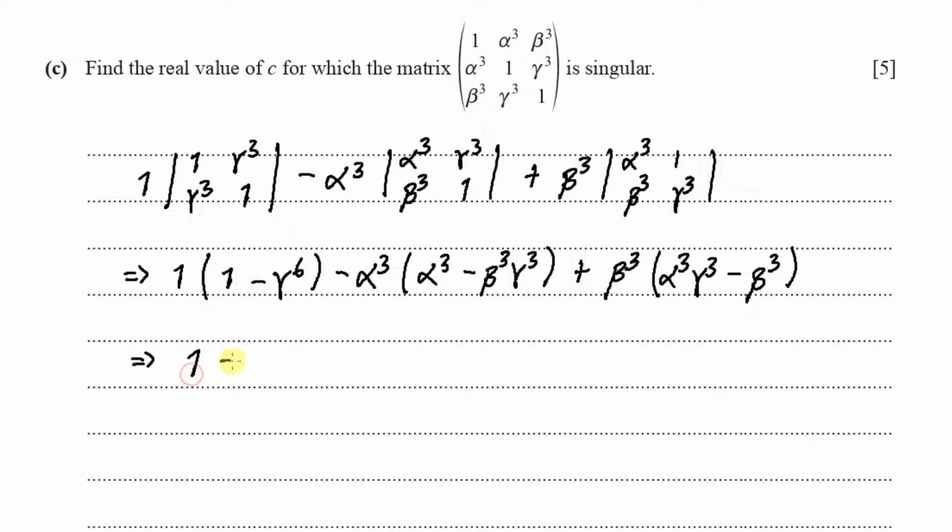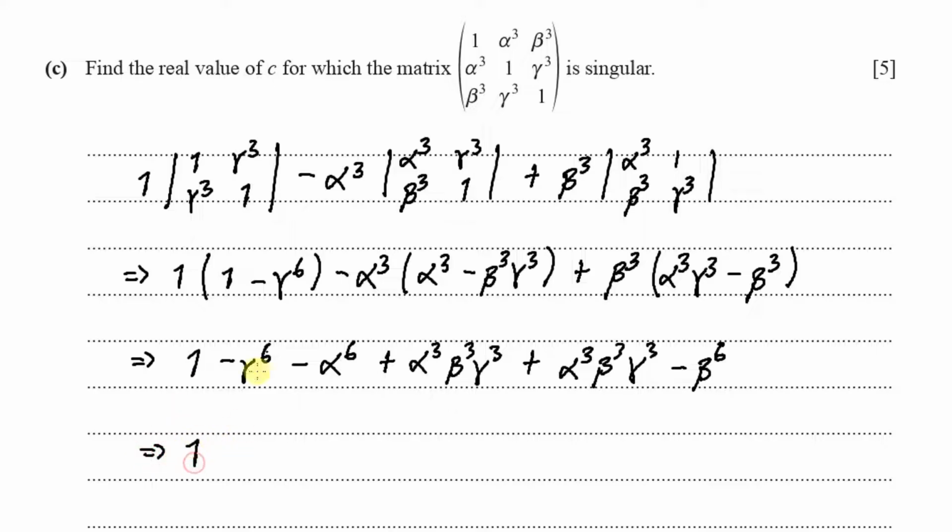So 1 times 1, that's 1, minus gamma to the 6, minus alpha cubed times alpha cubed, that's minus alpha to the 6. Then here minus alpha cubed times minus beta cubed gamma cubed, that will be plus alpha cubed beta cubed gamma cubed, and that's plus, here we'll be multiplying beta cubed times alpha cubed gamma cubed, we get again alpha cubed beta cubed gamma cubed, and lastly we have this times this, we get minus beta to the power of 6. Let's rearrange.